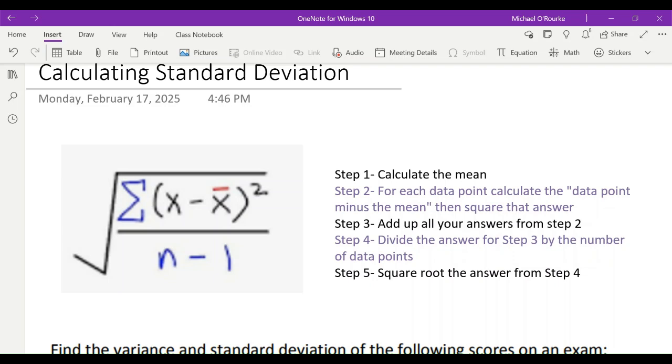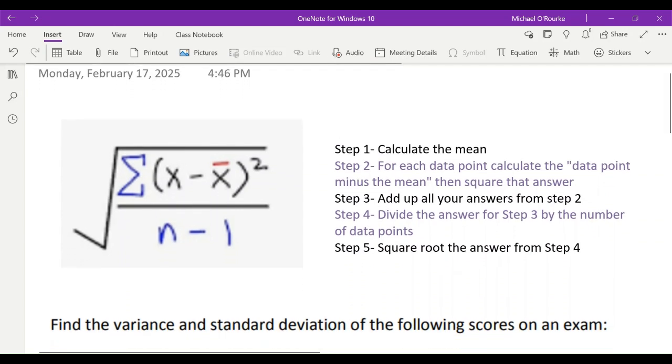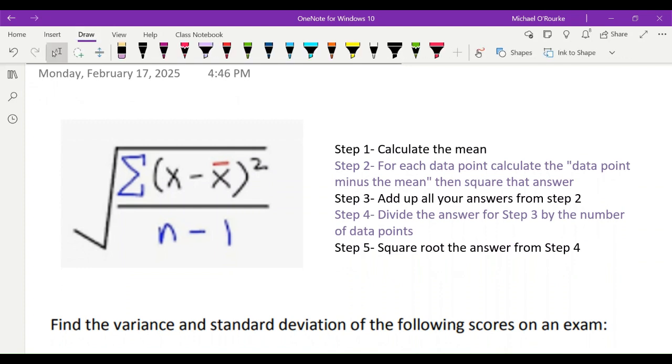Okay, we're going to learn how to calculate standard deviation today. Watch the other video where I describe how standard deviation works and how you incorporate it into a normal curve. But for first things first, we're going to learn how to do standard deviation.